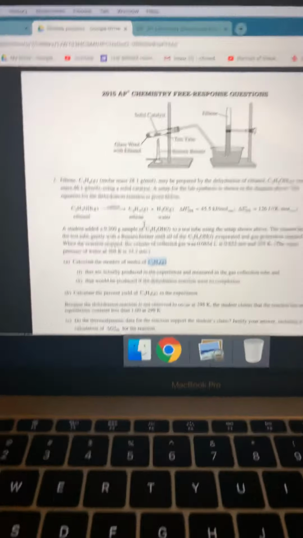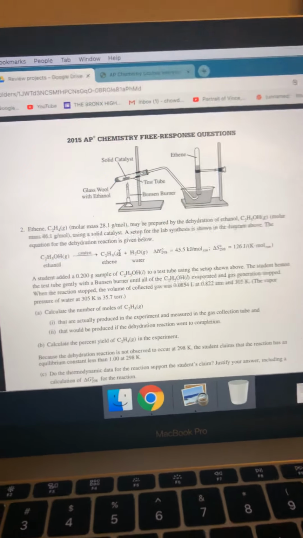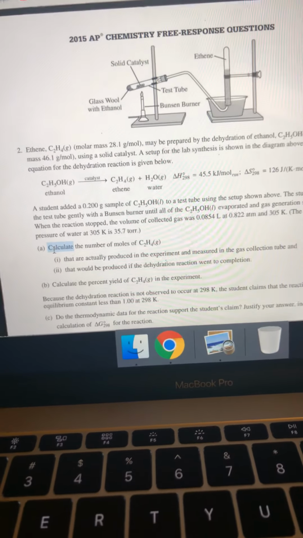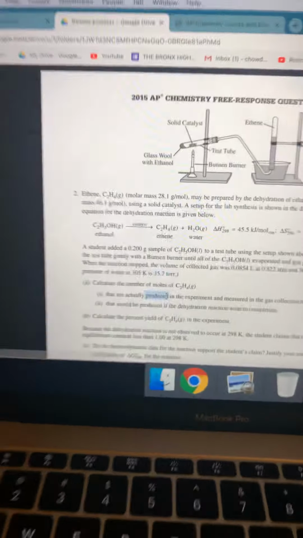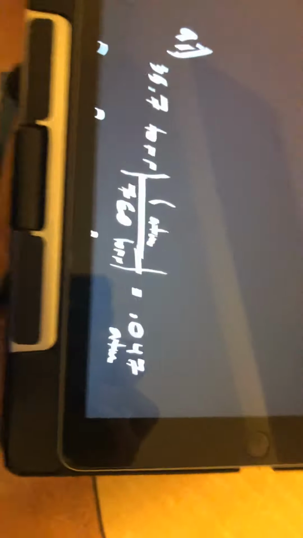When you read the problem, you'll realize that there are two ways that you can find the amount of ethene. There's a theoretical way and there's an actual way. The first part of A is asking for the actual yield. The first thing we've got to do is use the ideal gas law, because the ideal gas law will tell us how many moles of ethene we have. In the ideal gas law, we always want to use atm.